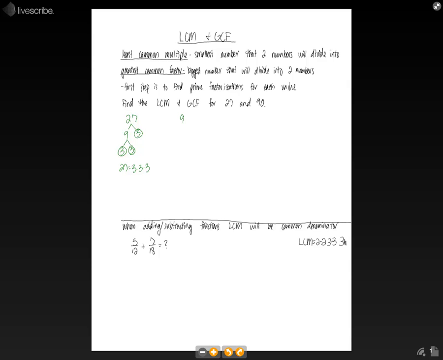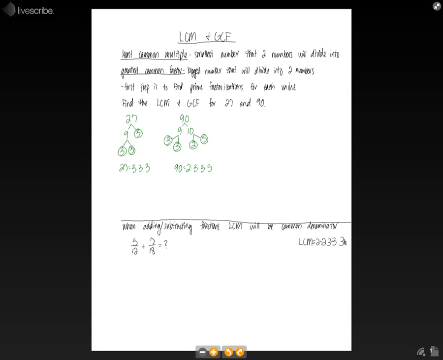And then if we do the same thing for 90, we can multiply 9 times 10 to get 90. The 10 we can factor further into a 2 times a 5, which are both prime numbers that can't be factored any further. And then the 9 again can be factored into 2 3s. So 90 is equal to 2 times 3 times 3 times 5. And so that's the first step for finding the LCM and GCF.